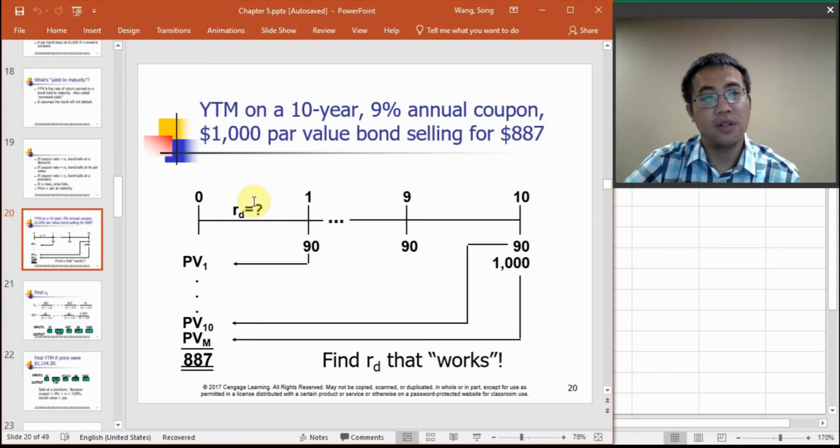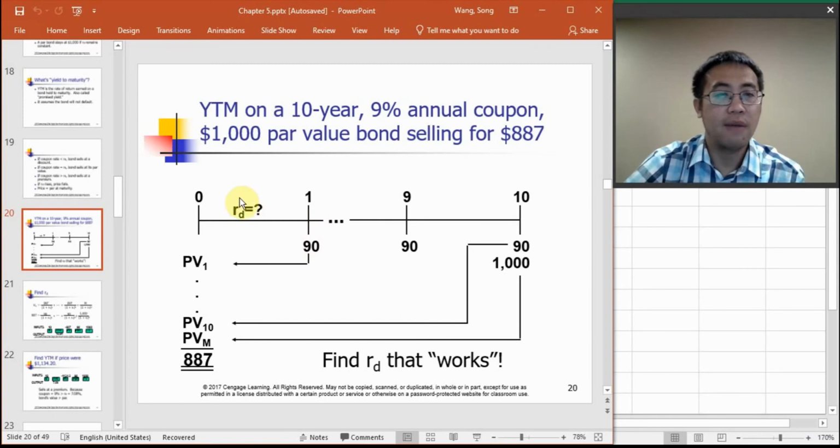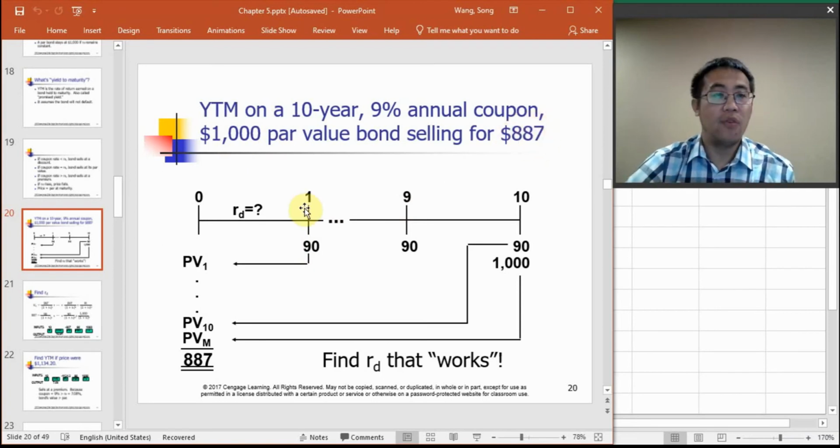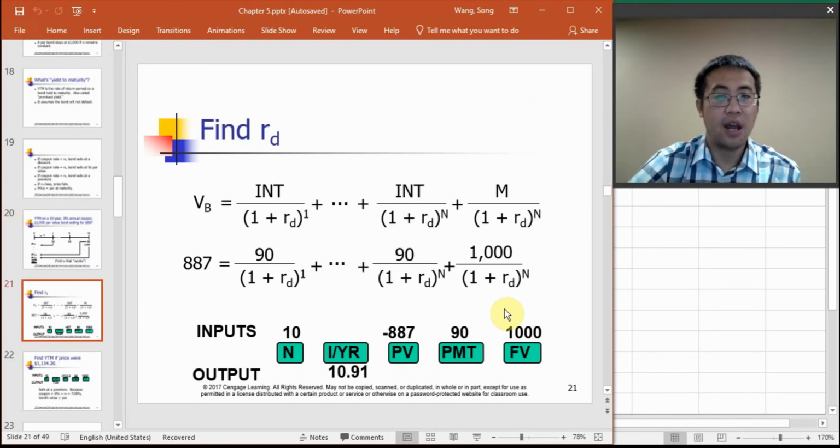Essentially, you are solving for the interest rate in this time value of money problem. You hold n equal to 10, the payment is 90, the future value is 1,000, the present value is negative 887, and then you solve for the interest rate. This is exactly how you do it. You can also lay out all the cash flows and the discount rate in the formula, plug in all the necessary numbers, and solve backward for this discount rate RD.